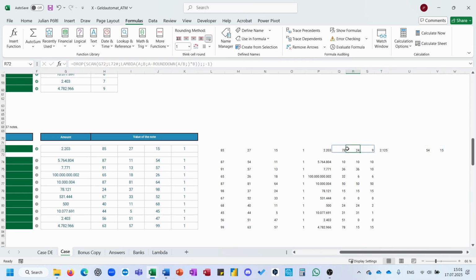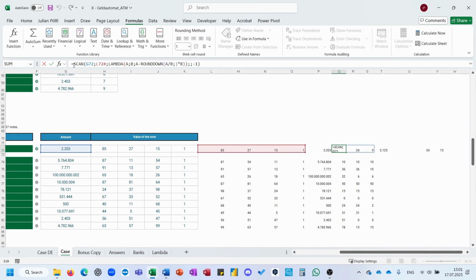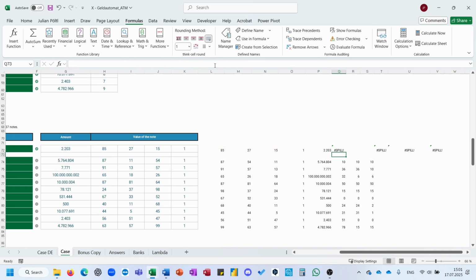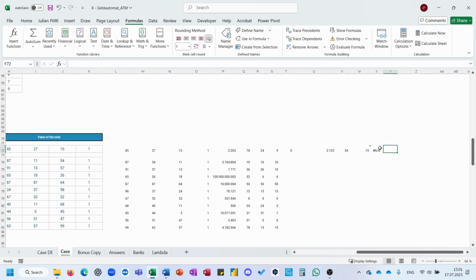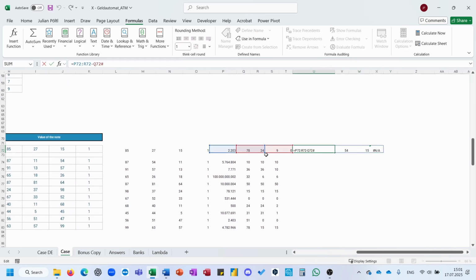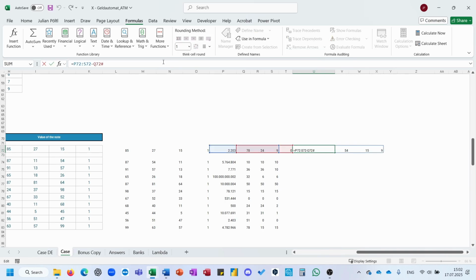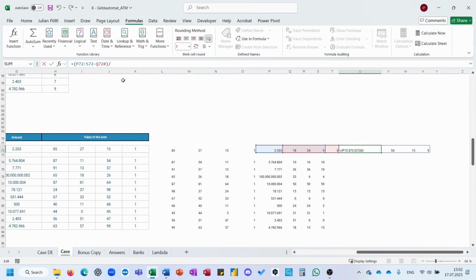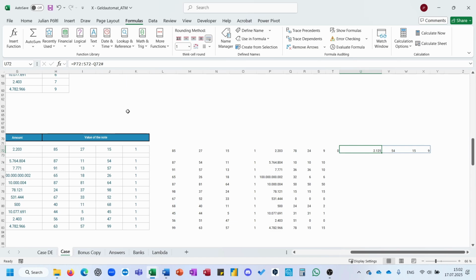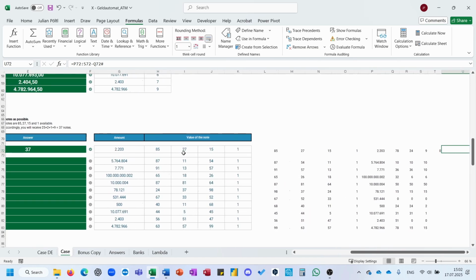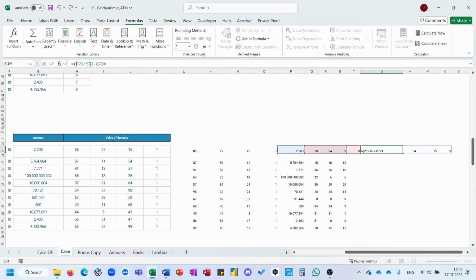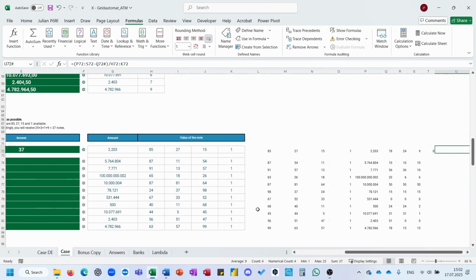Oh no, I should not have dropped this. Yes, I know, you spill. I can make this area wider. And now I know how many of every note, or how much money, I take from every note. And I can simply divide by the value of the note. And I get to the result.